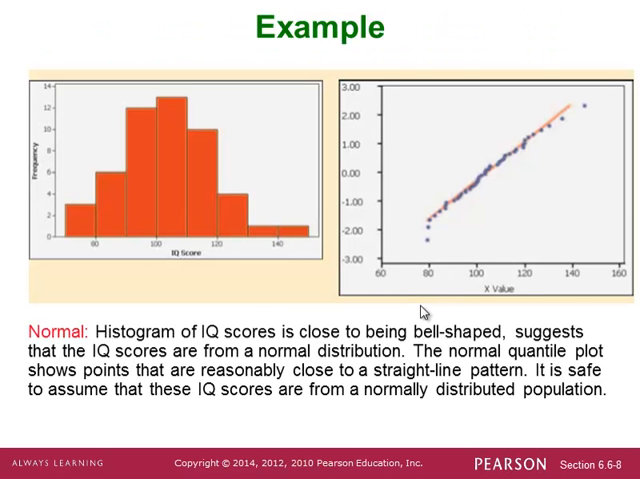So here's an example. Suppose that we have a sample of IQ scores, and we've constructed the histogram. You notice it's bell-shaped somewhat, and you don't see all that much in the way of outliers, right? And then here's an example of the normal quantile plot. And notice that you see these dots generally being along a straight line. So it's safe to assume that the IQ scores are from a normally distributed population based on what we see here.